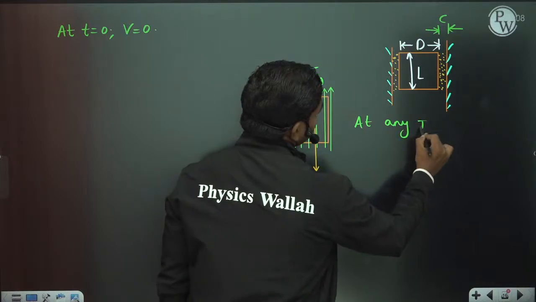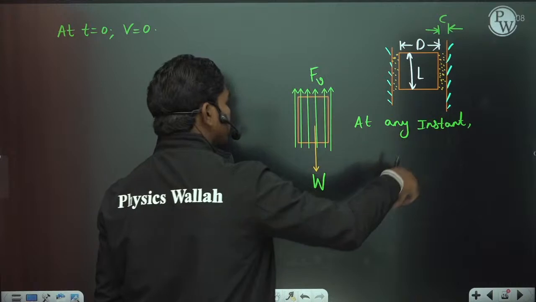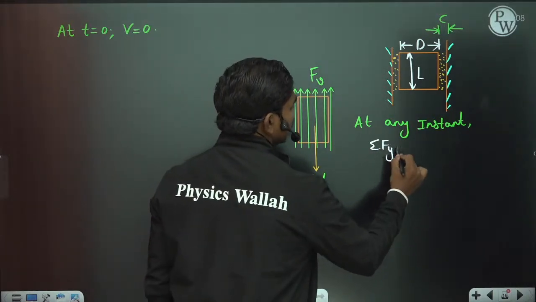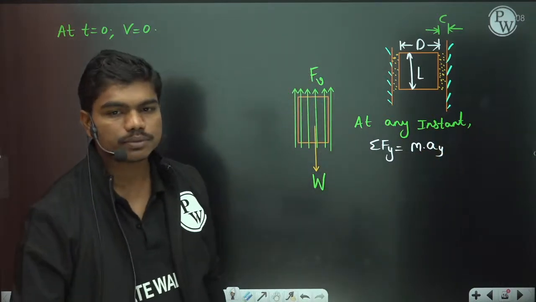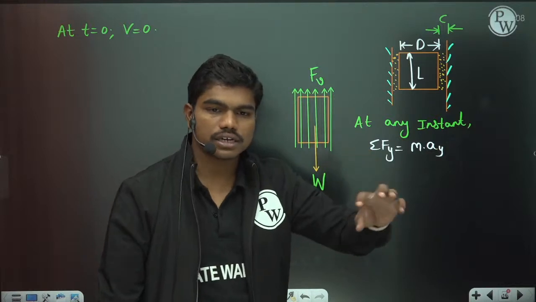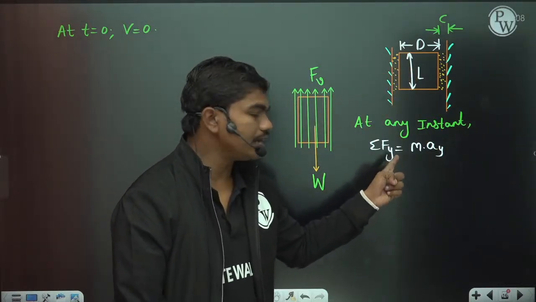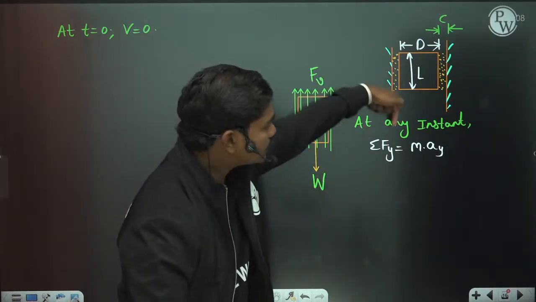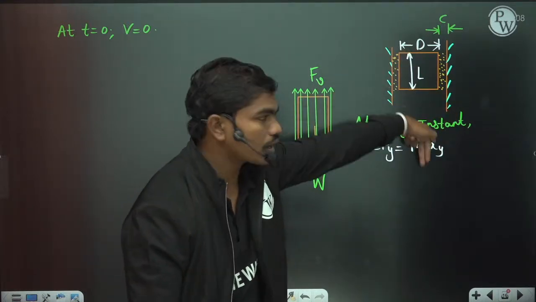At any instant, since the block is moving in the downward direction, can I write sigma Fy is equal to mass into acceleration in the y direction? Can I write this? Because the block is actually moving with some acceleration initially. Let us suppose as soon as the motion got started, sigma Fy is equal to mass into acceleration in the y direction. Let us assume forces in the downward direction are positive, because acceleration of the block is in the downward direction.